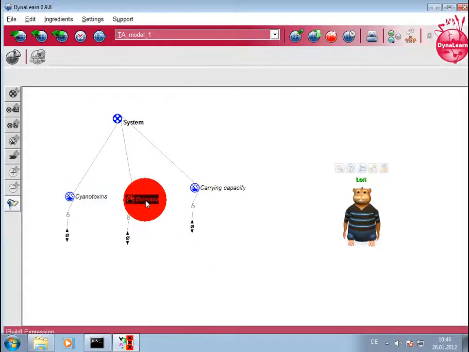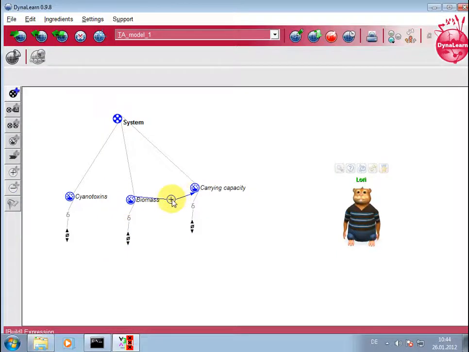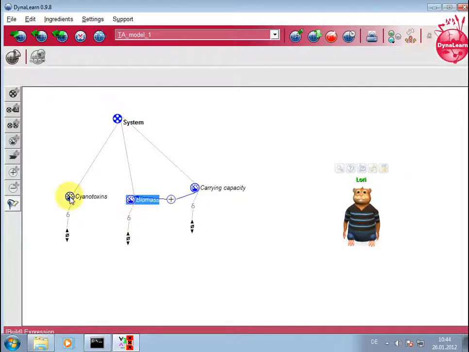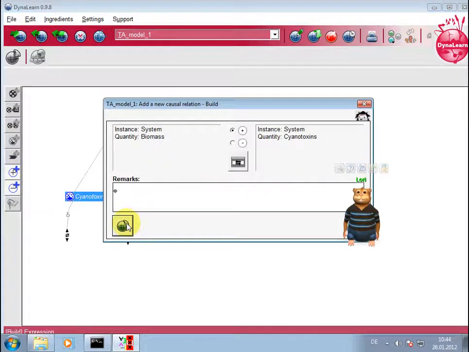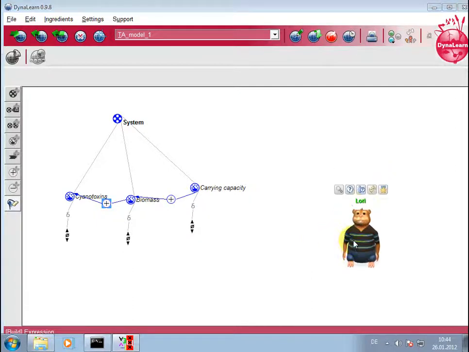Right, and now let's create a relation between these components. For example, the biomass should increase if we have a higher carrying capacity. So let's turn around the relation here. So carrying capacity is now related to biomass. Also do the same with cyanotoxins. So we have created a chain now. Carrying capacity increases, biomass increases, then also cyanotoxin increases.